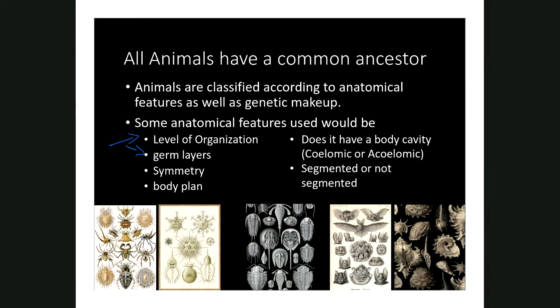What kind of symmetry are we talking about? Right? Do you have radial? Do you have bilateral, or something else? What's the body plan? All right. Do you have a mouth and an anus, or just one mouth, one opening for both jobs, or do you not have any kind of body plan at all?